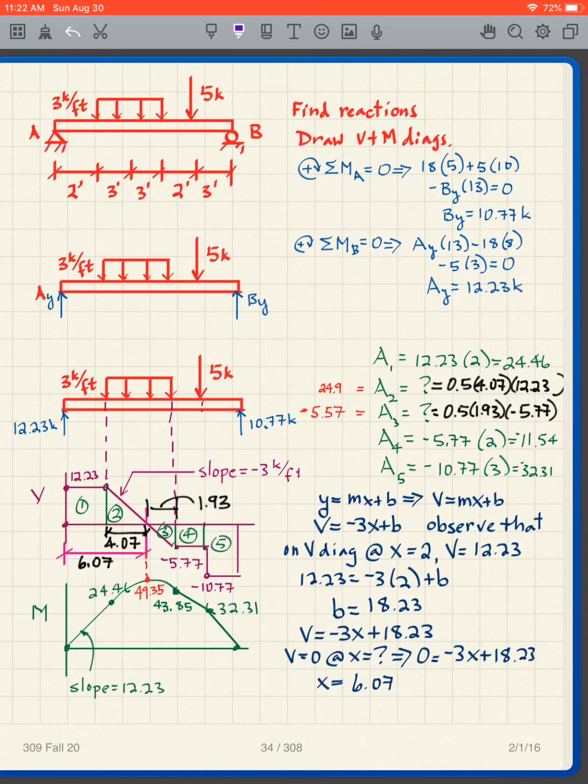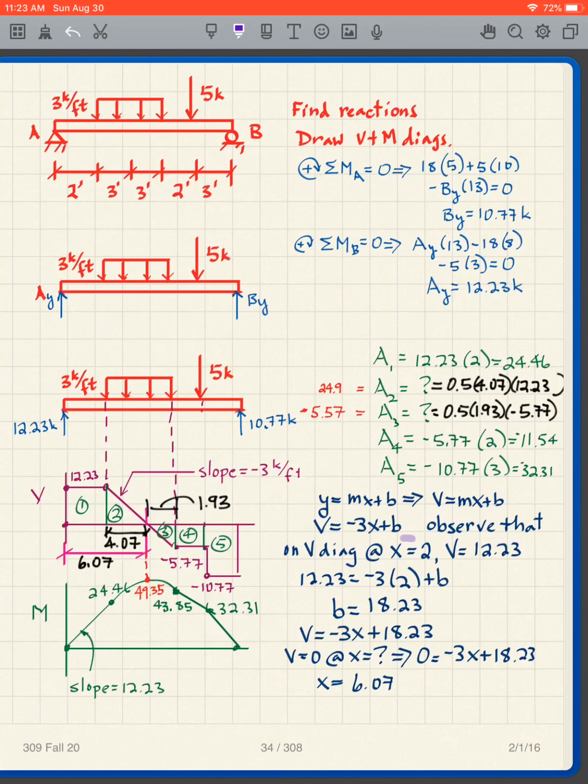But you know, if I extended this line, what am I looking for? I'm trying to find this point up in here. Now notice, if we've done this right, that value of that point is going to be bigger than 12.23 because it's up there. So that's a little bit of a check when you do this work. But how do I get that value? I observe by looking at what we have for the shear diagram.